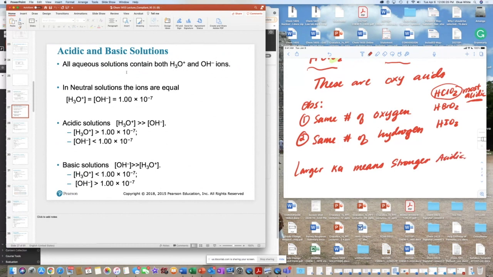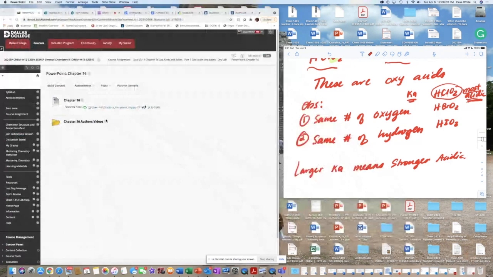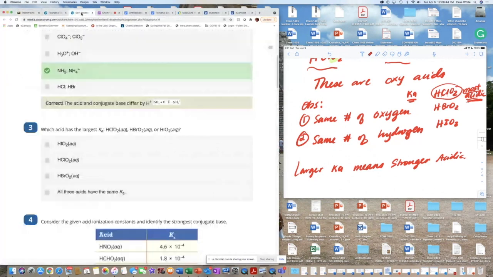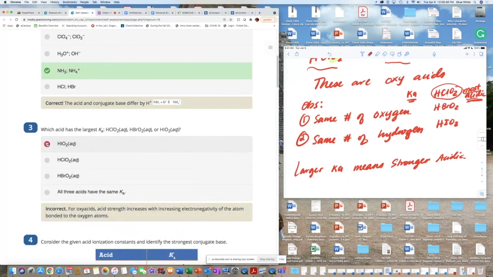Okay, so we have said that HClO2 is the most acidic. So by default, this should have the highest Ka. Of course, if they gave you the Ka value, just go by the Ka value, right? But they didn't give you the Ka value. So let's see. We hope this is correct.